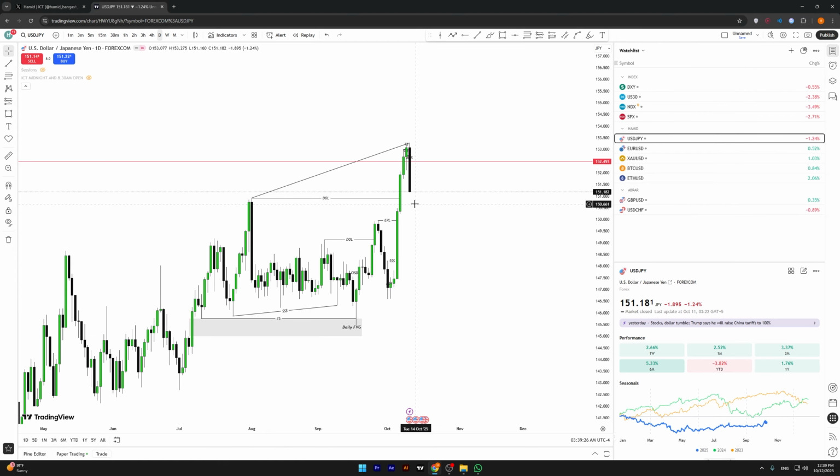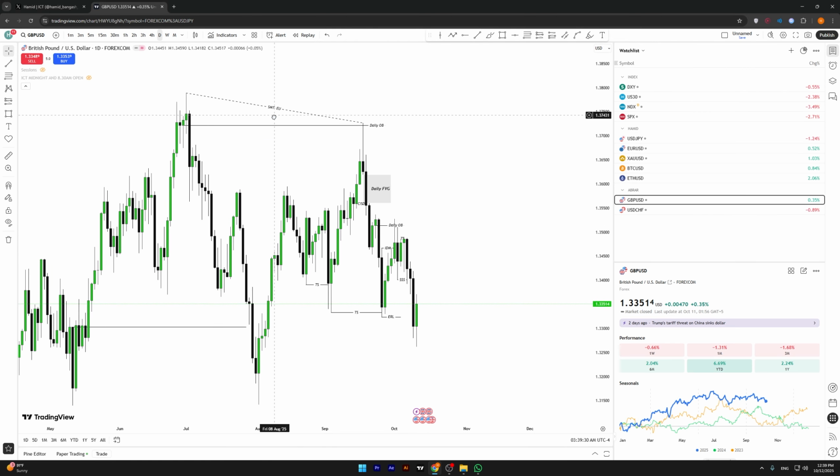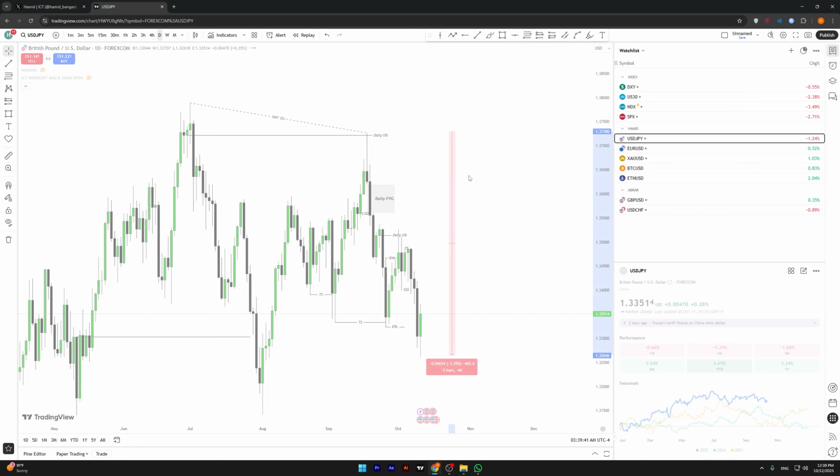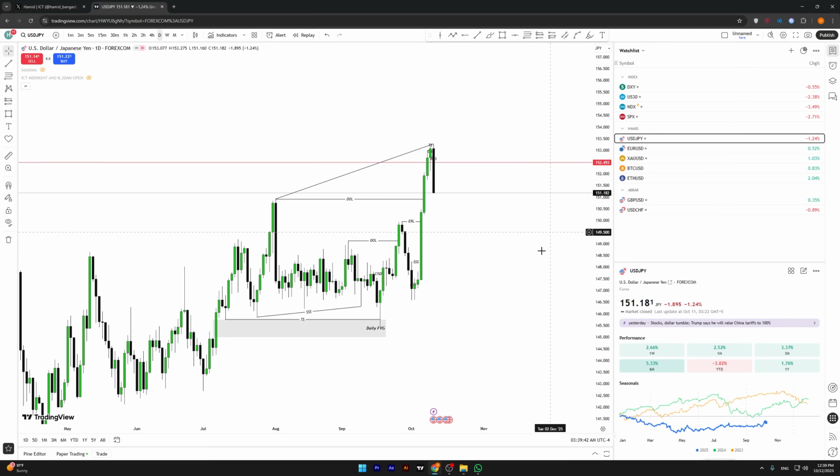That's why I was expecting a down move, and as you can see on GBPUSD, after that SMT, price created this strong move to the downside, which was more than 450 pips. So this was the same scenario on USDJPY.